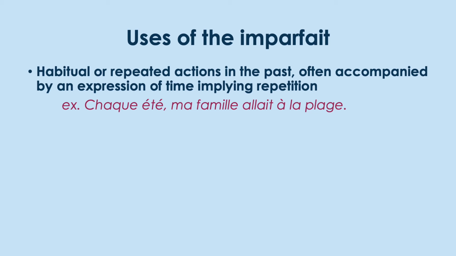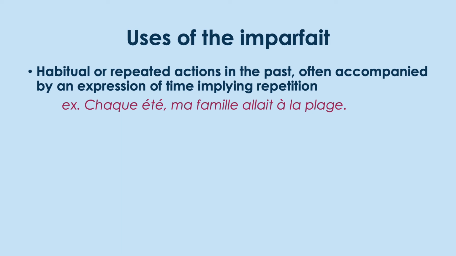So we can see we have an expression of time implying repetition, chaque été, every summer. So this is something that used to happen repeatedly in the past. Family would be going to the beach once a year for many years in a row. So this is why we're using the imparfait in this example.